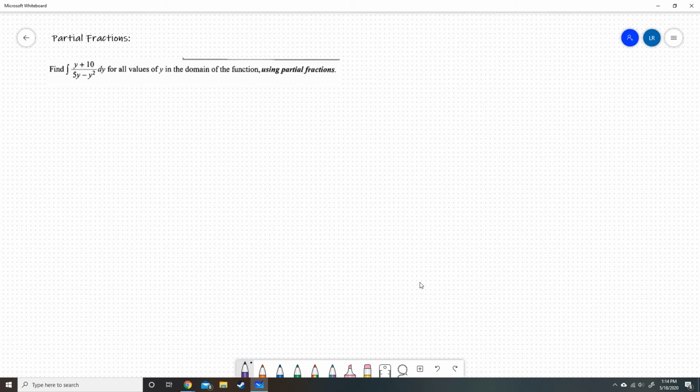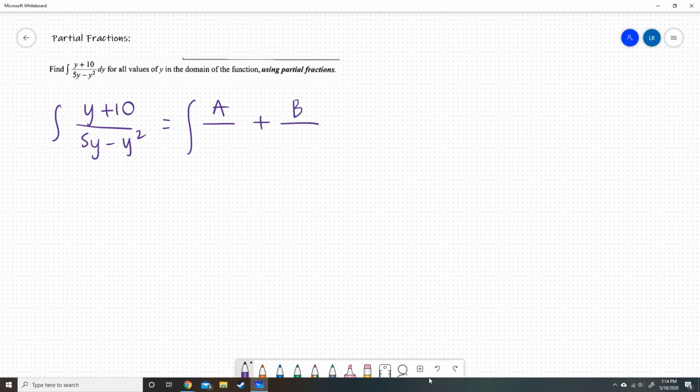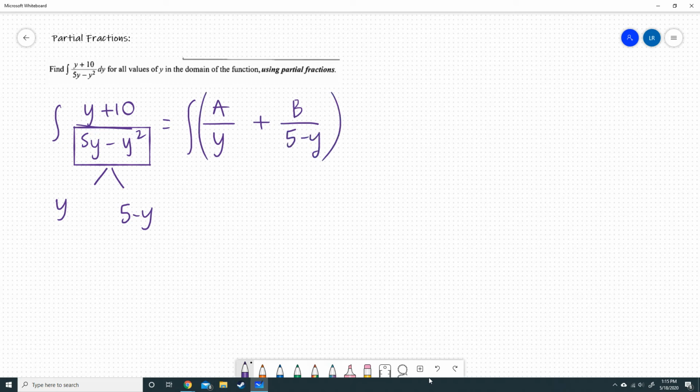So we're going to try partial fractions. Partial fractions really is a method of breaking this fraction back into two fractions that were added together. So we have (y + 10) over (5y - y²), and that is equivalent to some integral of A over something plus B over something. These somethings are the factors that created this denominator. That factors into y times (5 - y). That is what goes under A and B: y and 5 - y. And of course, we still have a dy here.